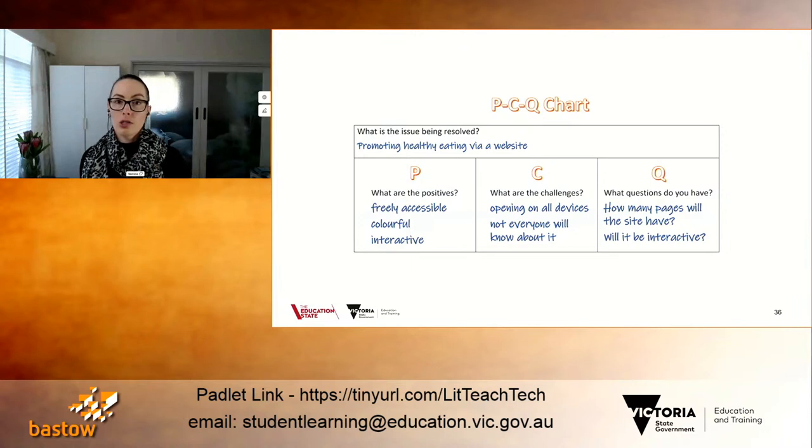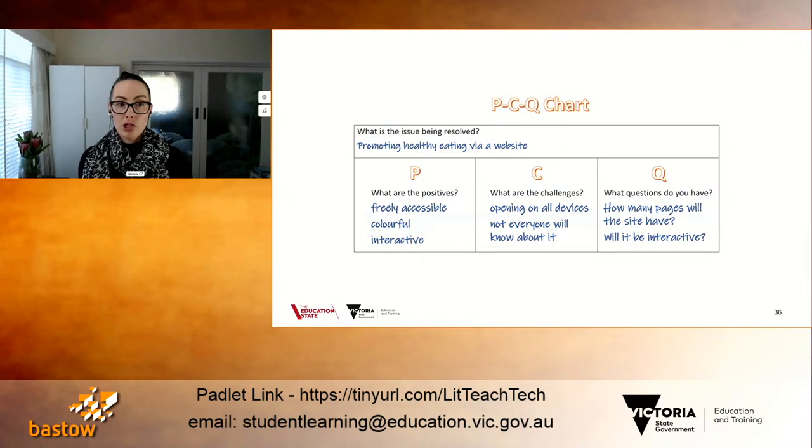So if our students have created maybe some code or a website, we need to evaluate to say, is that an effective version of the website? Does it meet the brief? So in here, they've recommended a PCQ chart, positives, challenges, and questions.